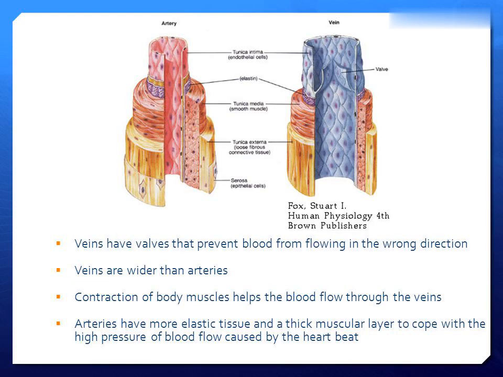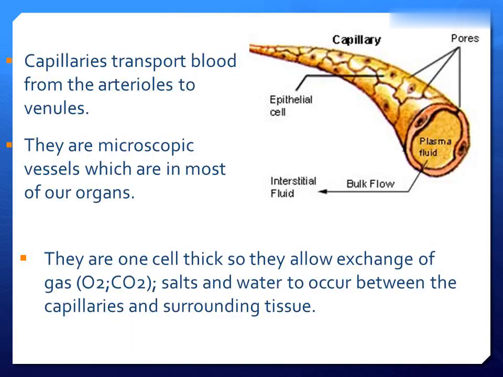Veins have valves that prevent blood from flowing in the wrong direction. Veins are wider than arteries. Contraction of body muscles helps the blood flow through the veins. Arteries have more elastic tissue and a thick muscular layer to cope with the high pressure of blood flow caused by the heartbeat. Capillaries transport blood from the arterioles to venules.